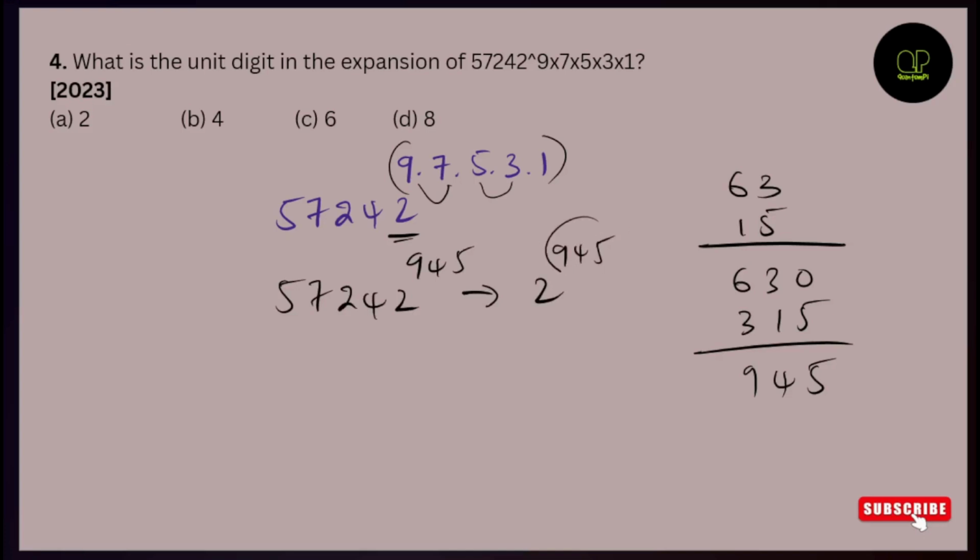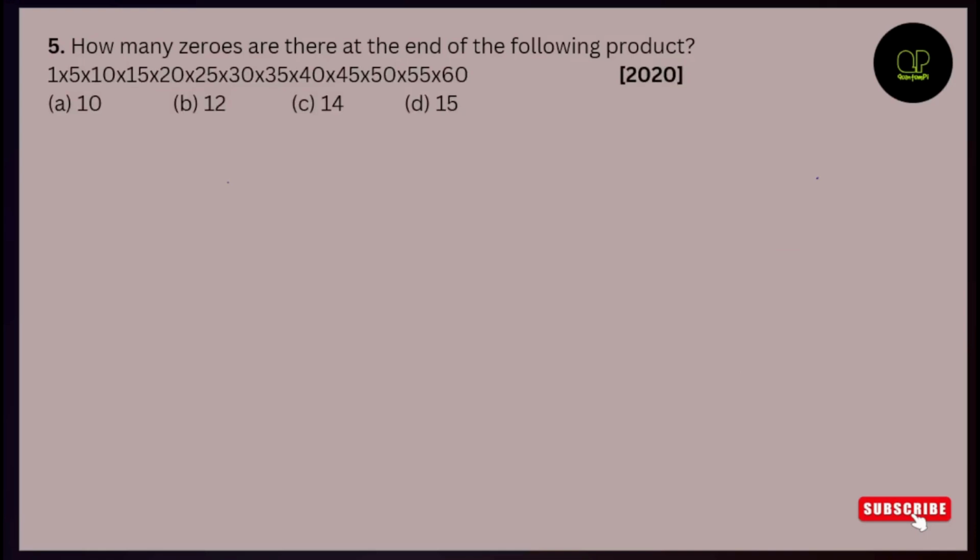And this you have to divide by 4 and find the remainder. 4 4s go, so 2 power 1. Remainder is 1, right? So 2 power 1 is 2. So 2 is your unit digit. So this is the one. Next, let's move on to this.